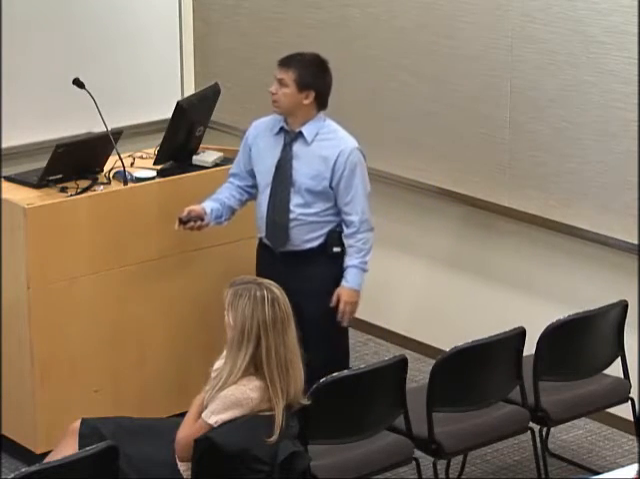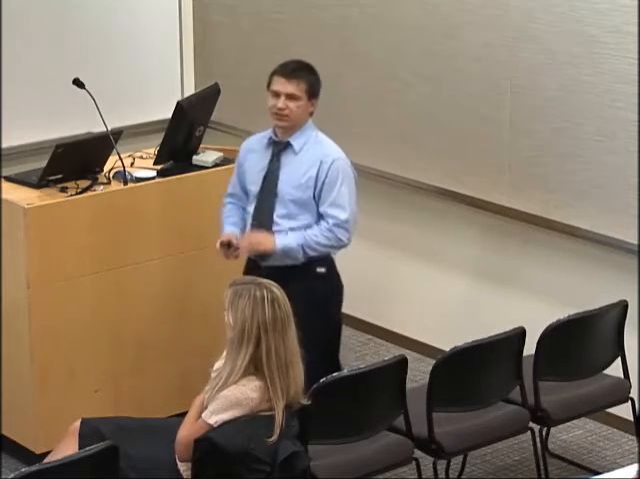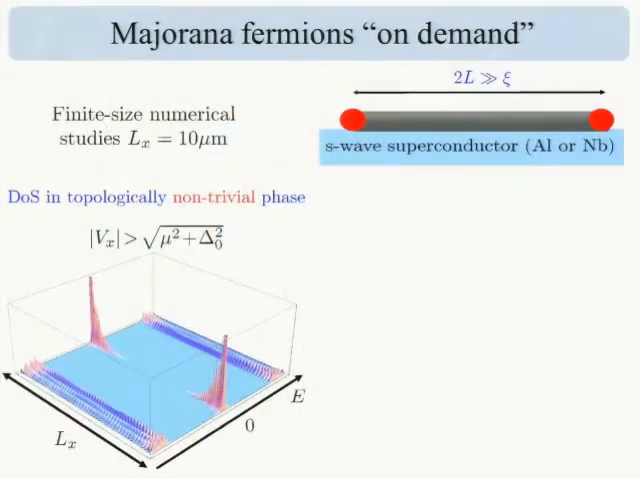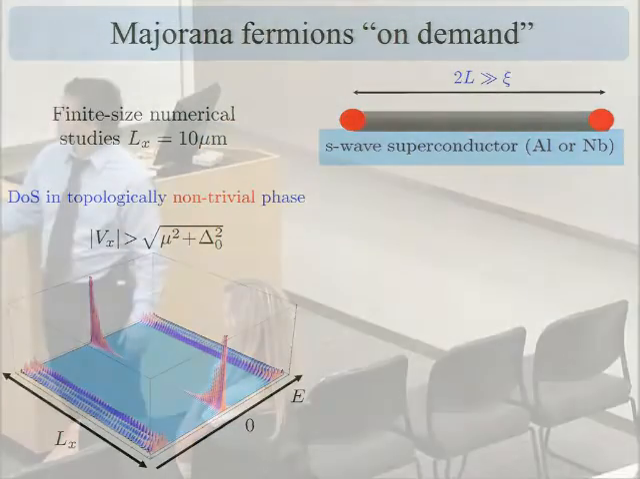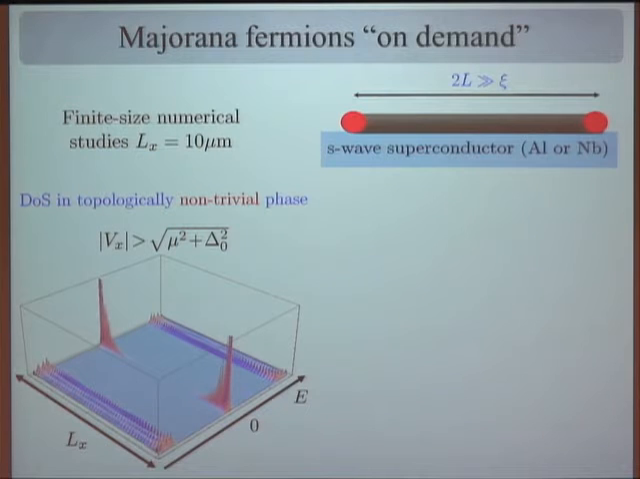Okay, and you can keep all the details, keep the full Hamiltonian, and check these ideas numerically. So that's what you find. This is the plot of the density of states as a function of the length of this wire, and as a function of energy. It's just numerical diagonalization of the Hamiltonian and then computing the density of states.